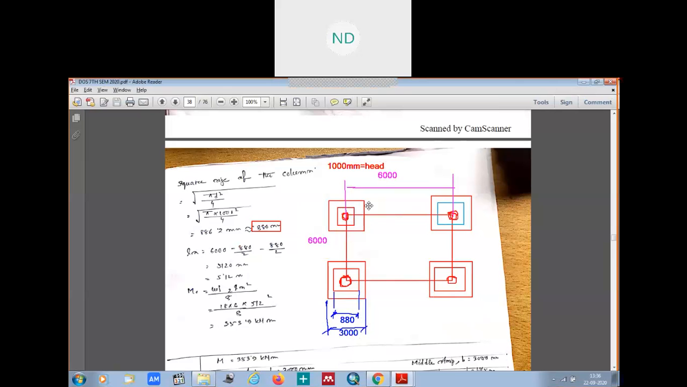So what we can do is subtract from this 6,000 the portion from the center of the column to the face of the column head, on both sides. Half of 880 and half of 880 is nothing but 880, so you can directly subtract it from 6,000. So that is why ln is this one.